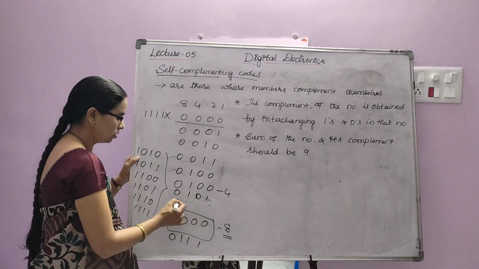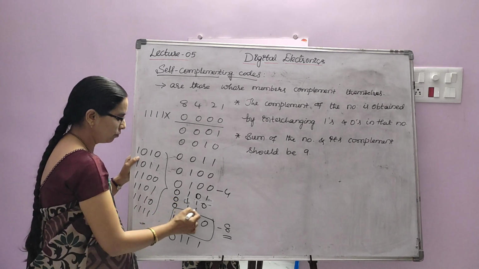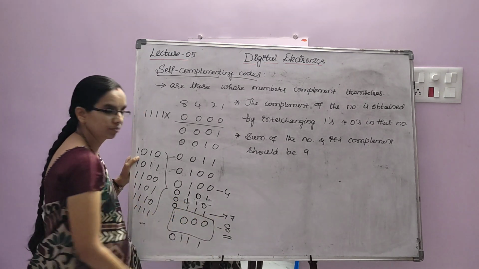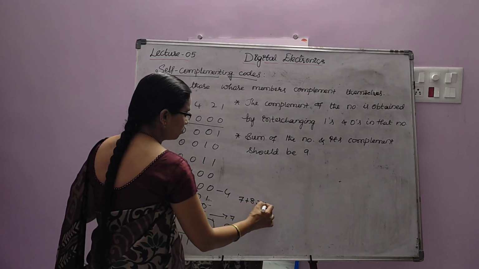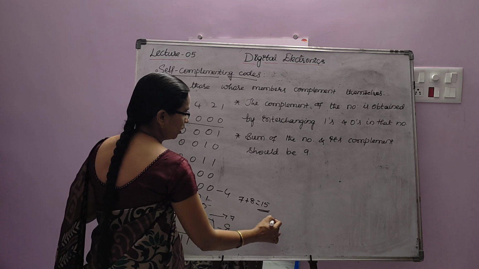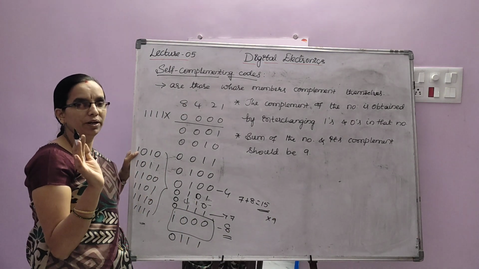0110, 0111 is a 7 here. If I add 7 plus 8, that will come as 15, not 9. So, 8421 code is not a self-complementing code.